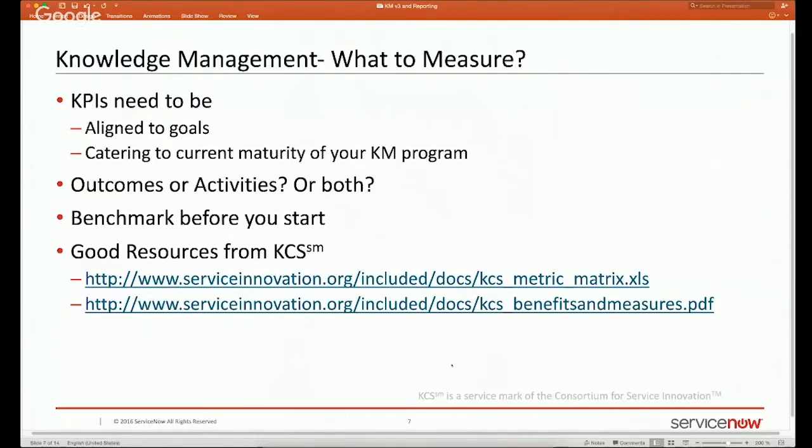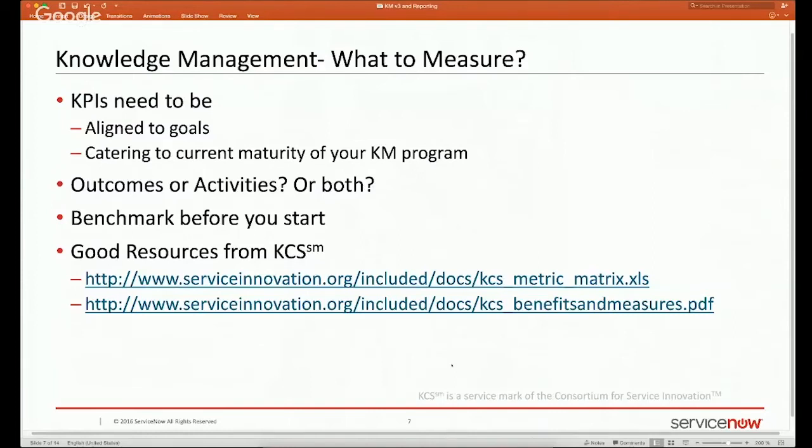Very important, typically missed, is benchmarking. Before you start the program and as you are setting your goals, it's important to benchmark. Otherwise, it's hard to find out how much you improved. So, do benchmark.